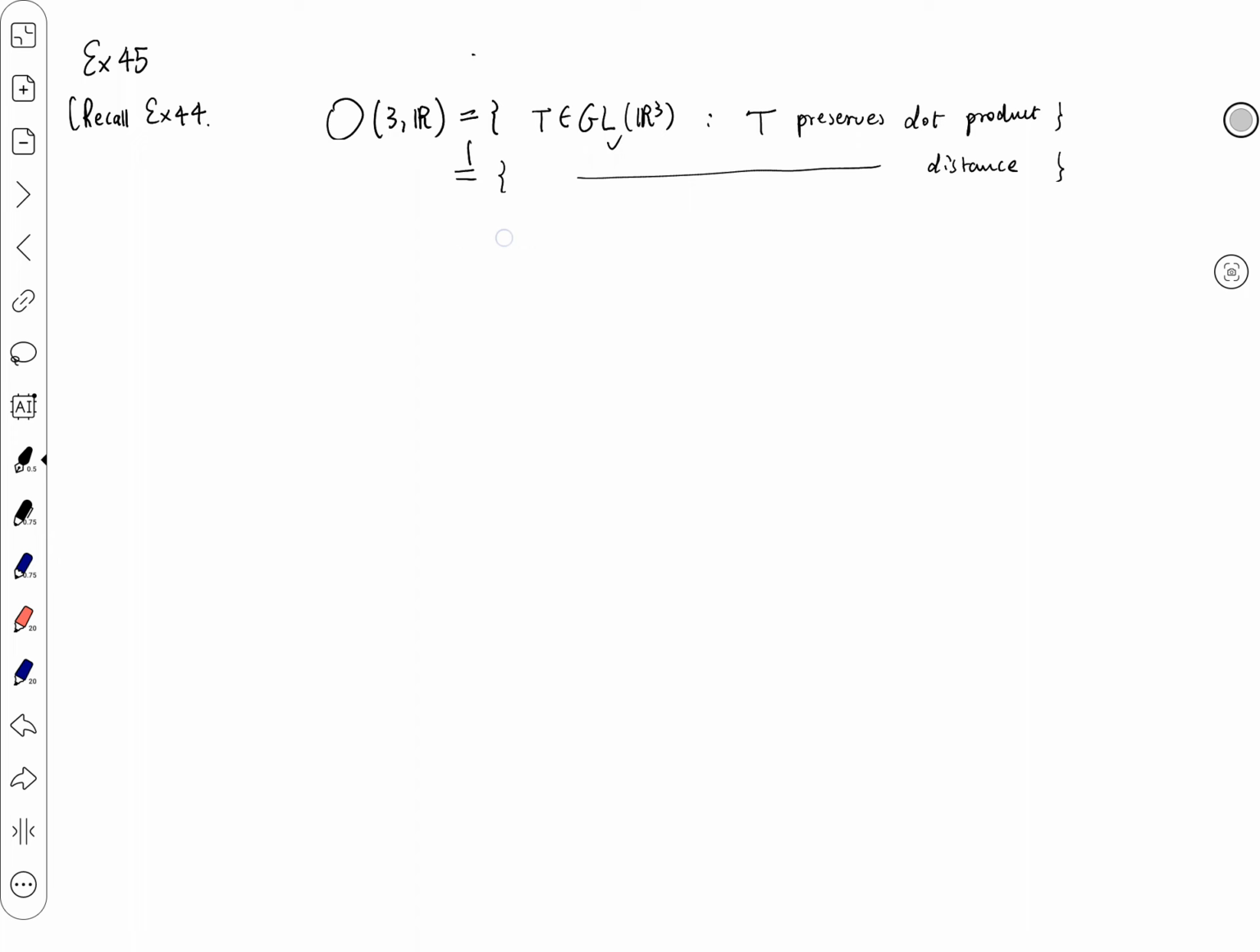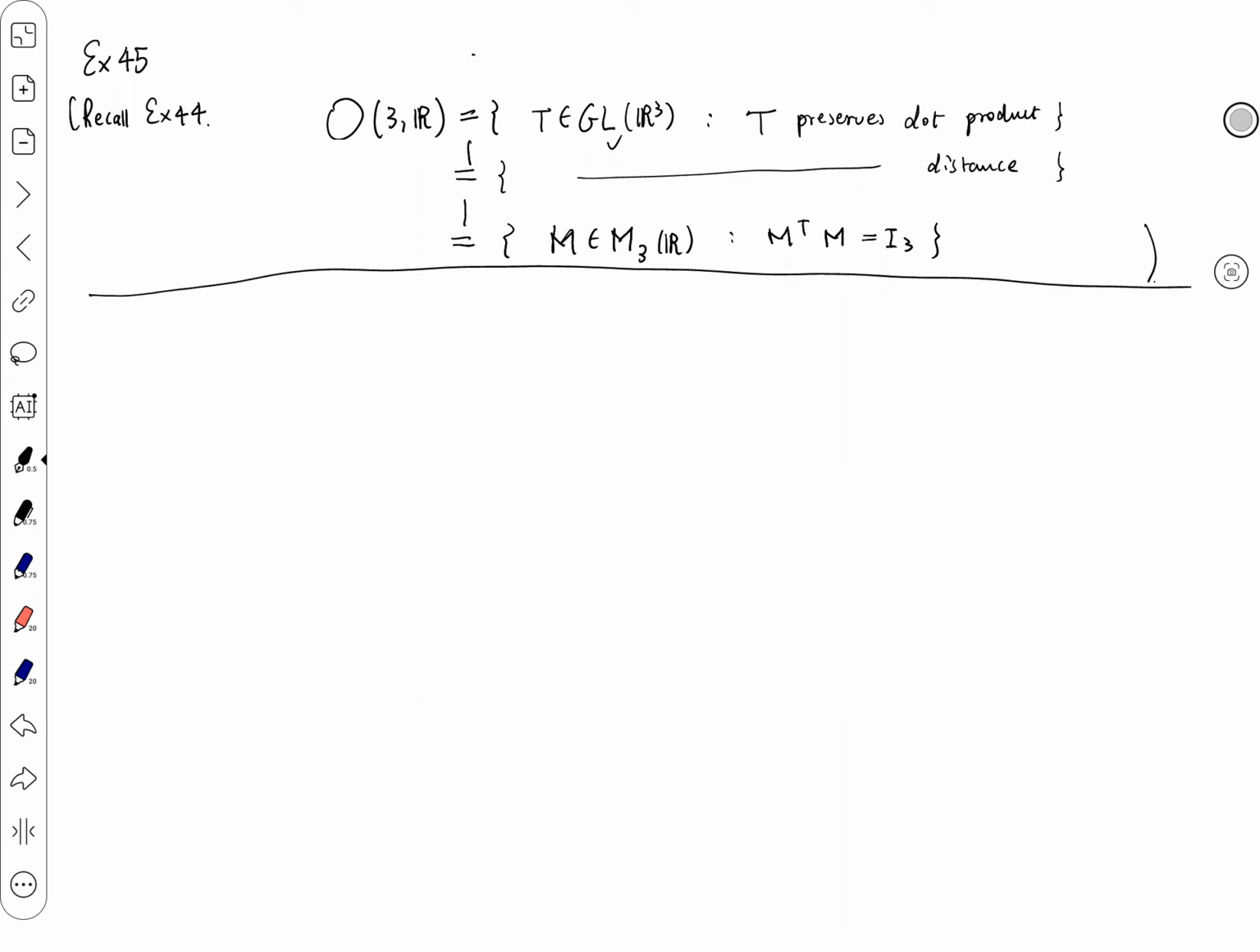So we characterize this by using its representing matrix, the same as saying this matrix satisfies M transpose M equals identity, which is more transparent in some sense. Okay, and the remark is that everything we wrote down in exercise 44 actually works not just for n equals 3, but for arbitrary n.